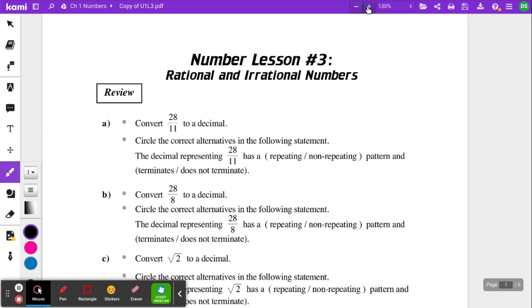Okay, so can you circle the correct one? It says circle the correct decimal: 28 over 11 has a repeating pattern. Can you see the end of it on your screen, or do you think it goes on forever? It goes on forever. So say does not terminate. So circle those on your sheet there. So we would say it is repeating and does not terminate.